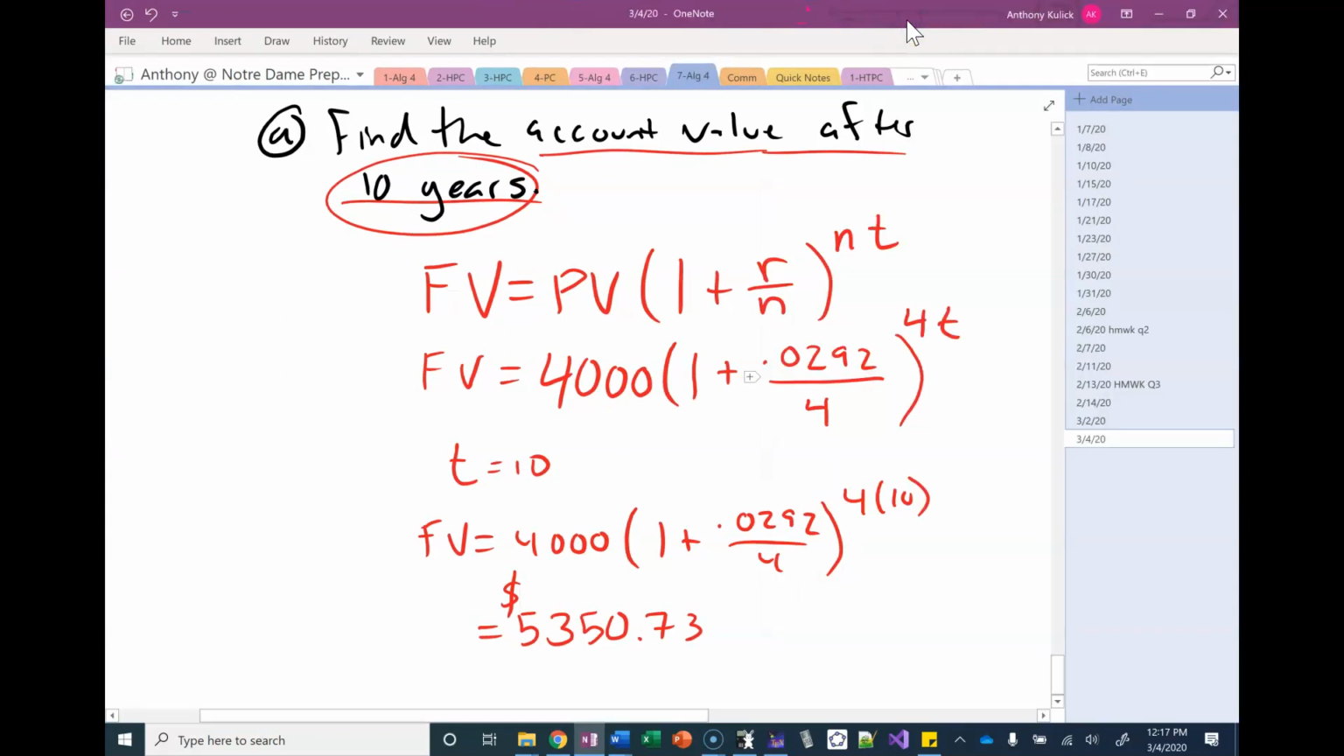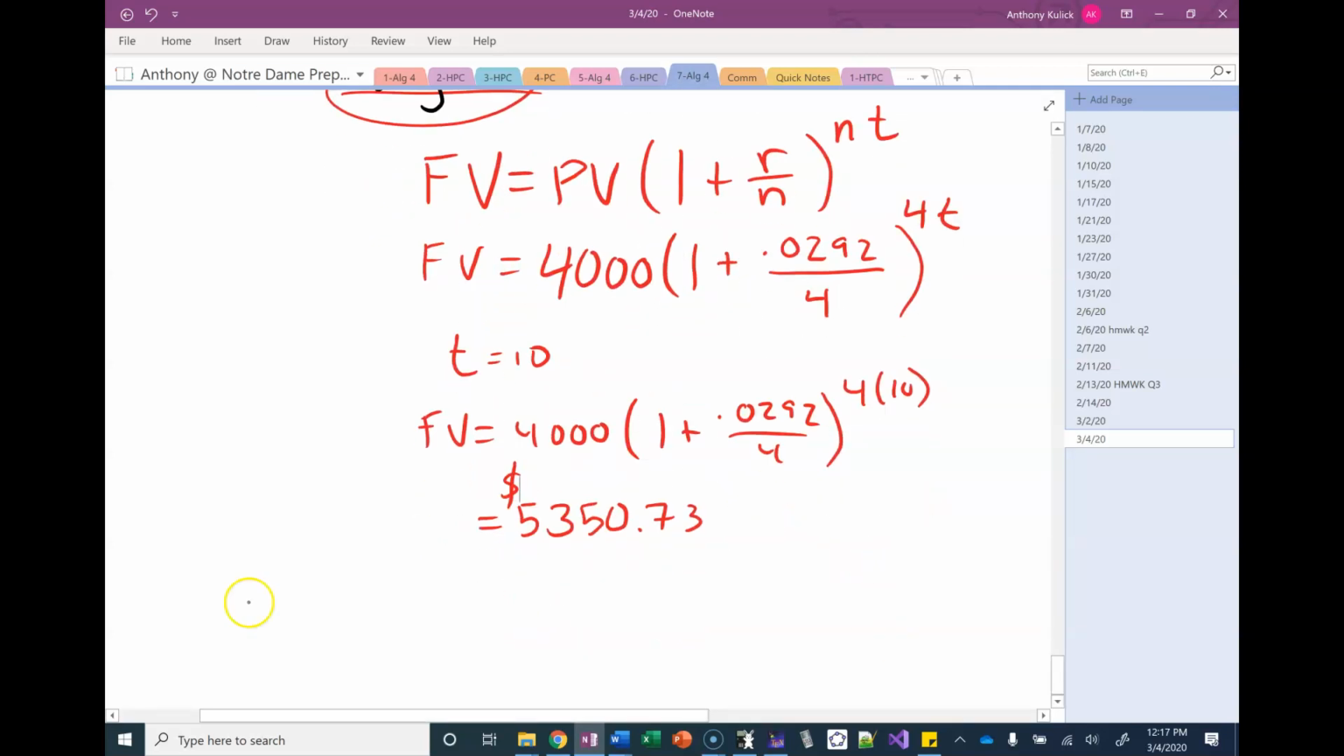It's a pretty good deal for sitting around not doing anything, right? Made $1,000 for doing nothing other than leaving your money with the bank. Okay.